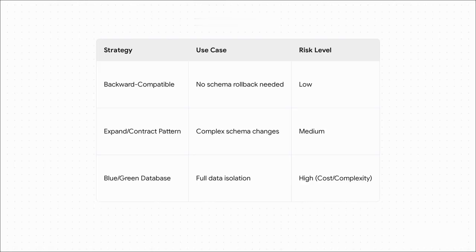As you can see, the safest, lowest risk path is to only make backward compatible changes. That means the old code can still read and write to the database just fine. For trickier schema updates, you might use something called the expand/contract pattern. That's where you add new things first, migrate the code, and then later, much later, you remove the old stuff. It lets both versions coexist for a while. Of course, for total isolation, you could do a full blue/green database, but wow, that gets complex and expensive fast. The key is choosing the right patterns for your change.